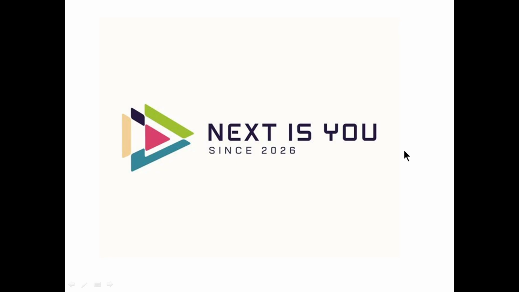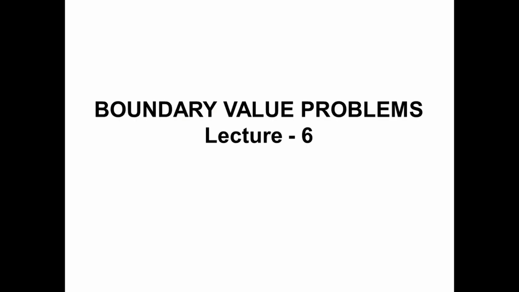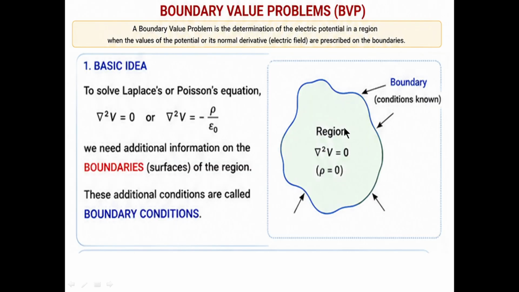So in the last class we studied about the Laplace equation and Poisson equation, also their general solutions. Now in this video we will study about boundary value problem. So boundary value problem is the determination of electric potential in the region when the value of potential or its normal derivative, that is electric field, are prescribed on the boundaries. So it means that we have a potential and its normal derivative on the boundary region.